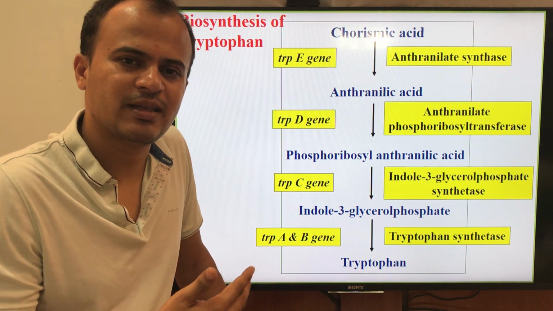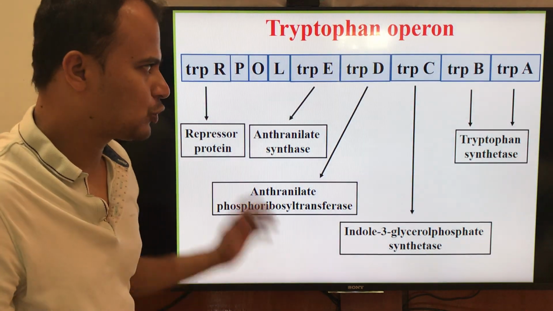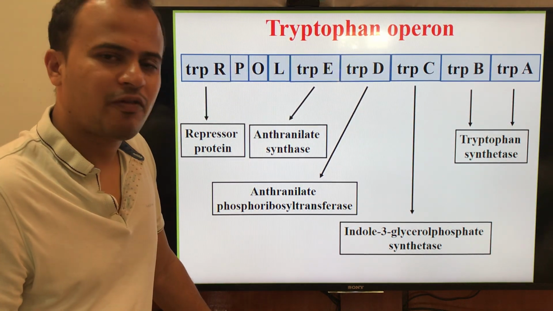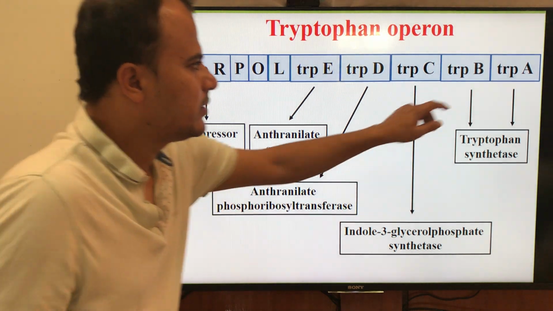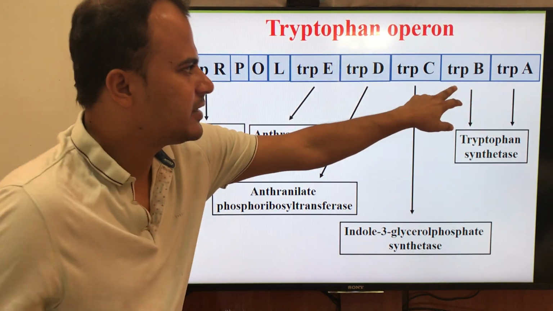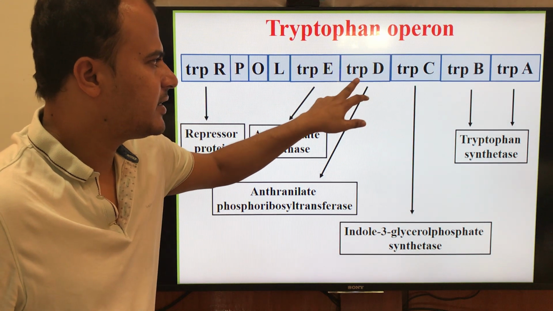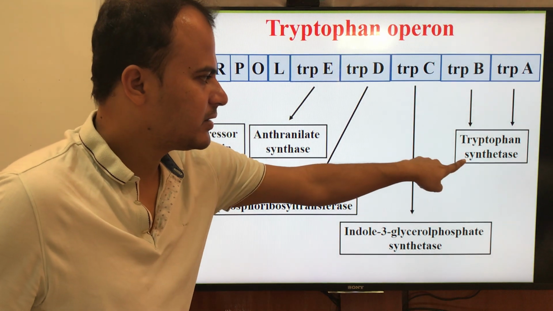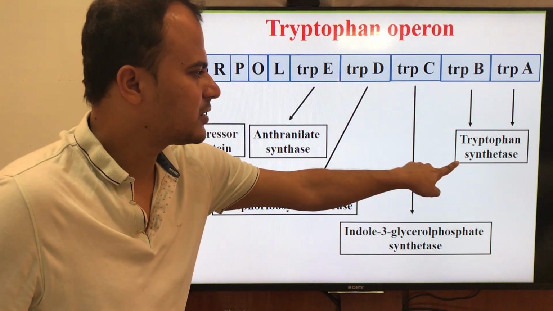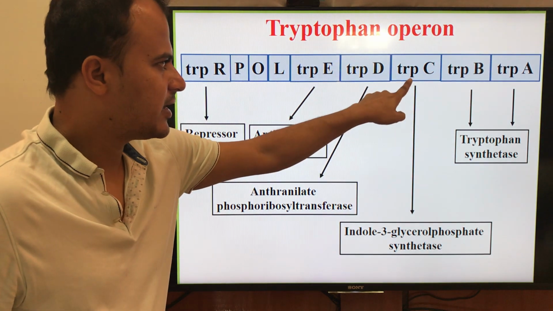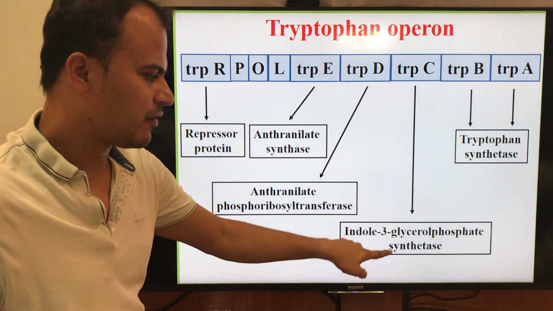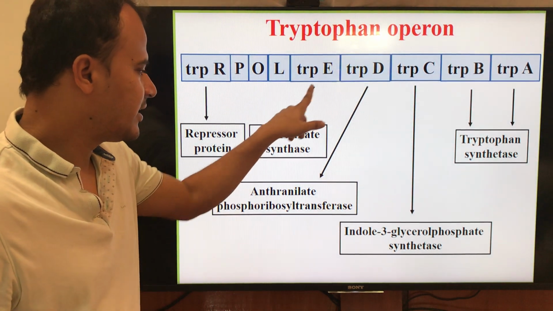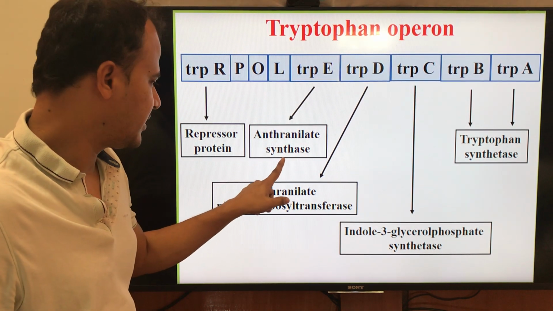We'll be discussing all this in the future slides. So this is the structure of the tryptophan operon. Here there is the trpA gene, trpB gene, trpC gene, trpD gene and trpE gene. trpA and trpB, when they undergo transcription, produce tryptophan synthetase. trpC gives rise to indole 3-glycerol phosphate synthetase. trpD gives rise to anthranilate phosphoribosyl transferase. trpE gives rise to anthranilate synthase.